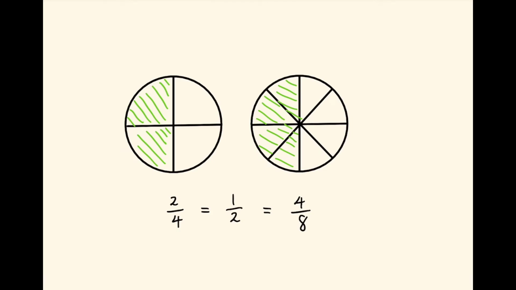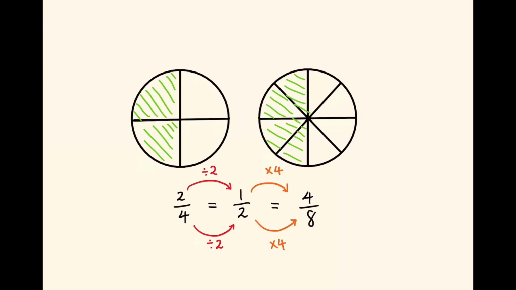Let's go back to the definition. Equivalent fractions look different, but they are equal to the same value. So they are all equivalent, and they are called equivalent fractions. If we look at the three fractions, from 2 on 4 to 1 on 2, we can divide both the numerator and denominator by 2, and from half to 4 on 8, we can multiply both the numerator and denominator by 4.